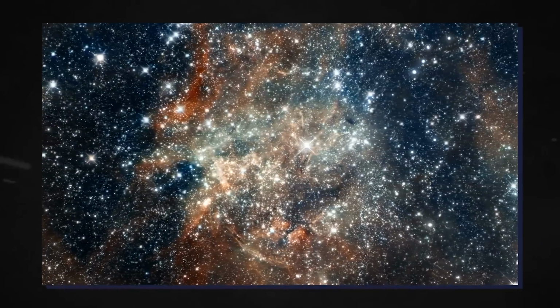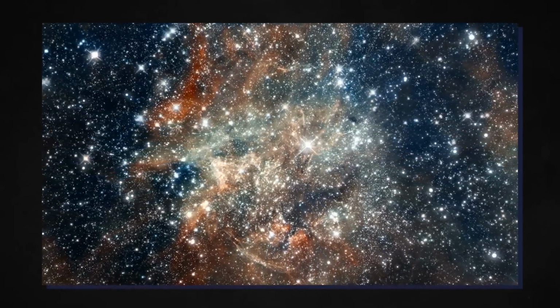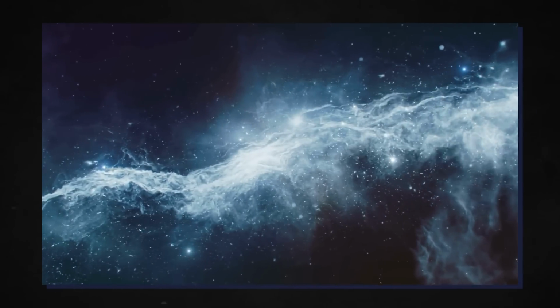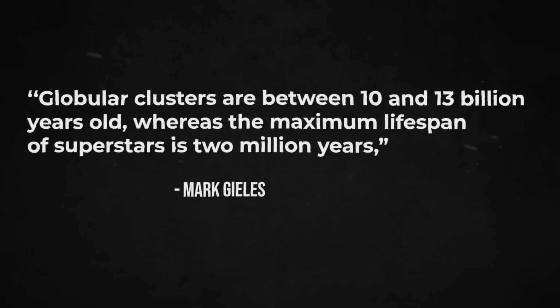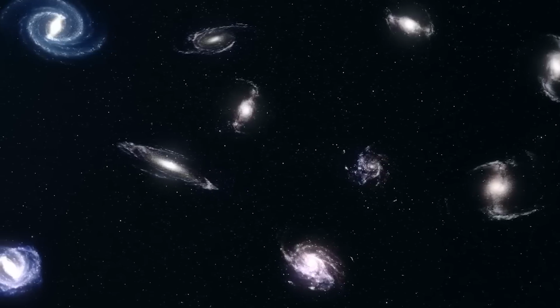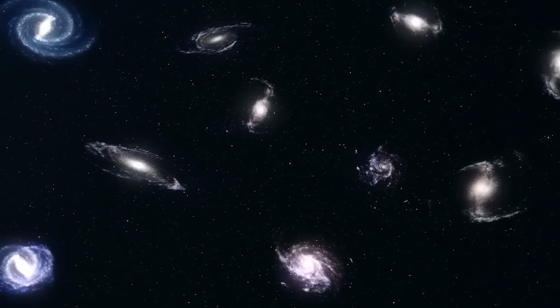Finding traces of such stars is complicated because supermassive stars burn fast and die young, unlike globular clusters. Globular clusters are between 10 and 13 billion years old, whereas the maximum lifespan of superstars is 2 million years, said Mark Gieles, ICREA professor at the University of Barcelona and co-author of the study. They therefore disappeared very early from the currently observable clusters.